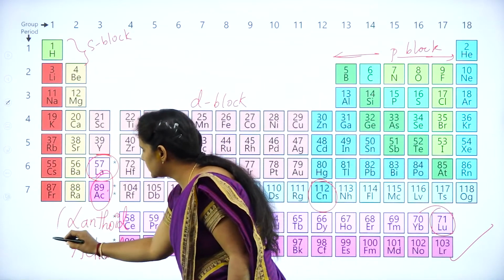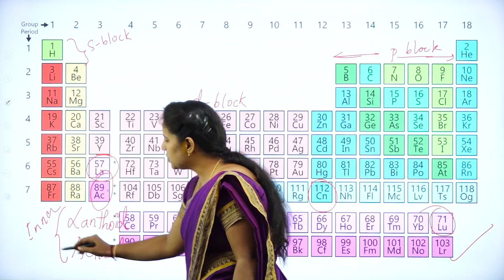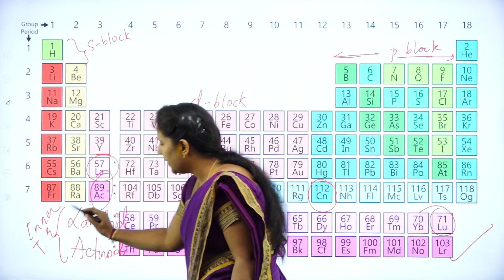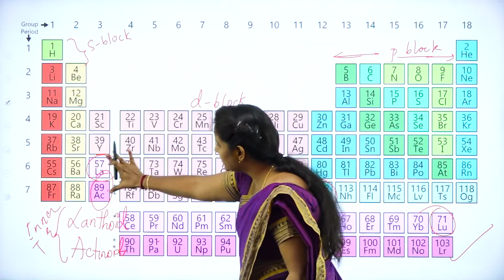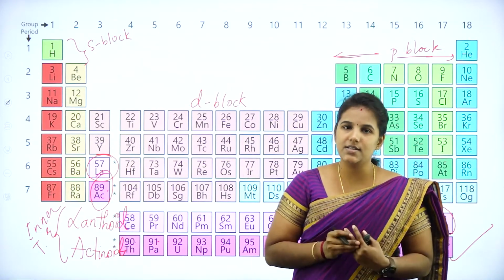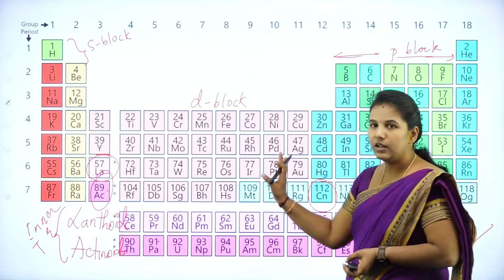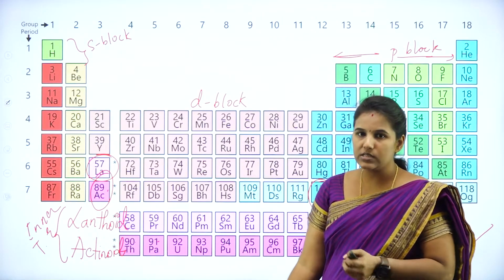Like this, the D block elements are further classified into 2 groups, which are also known as inner transition elements. Why is it known as inner transition element? Because it is present inside the D block, hence it is known as inner transition element.